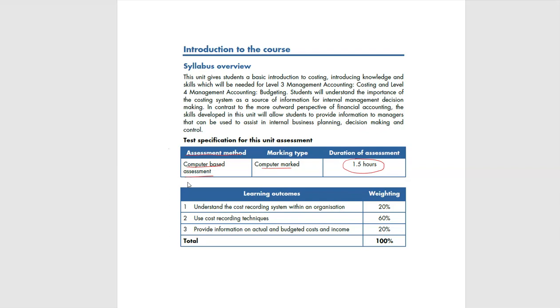In the learning outcomes, we can see that from the area of understanding the cost recording system within an organization, 20 marks will come. Use cost recording techniques, 60 marks will come from that area. And provide information on the actual and the budgeted cost and income, 20 marks will come from that area. So this is my total of 100 marks in the exam.